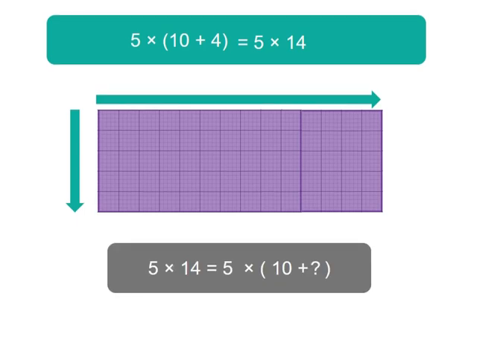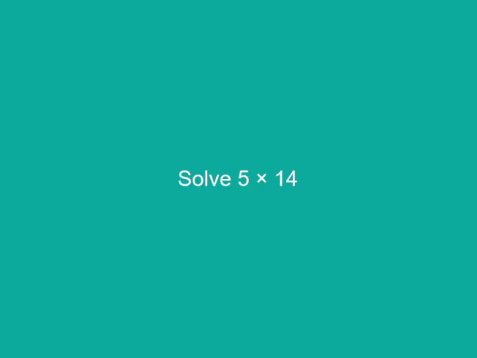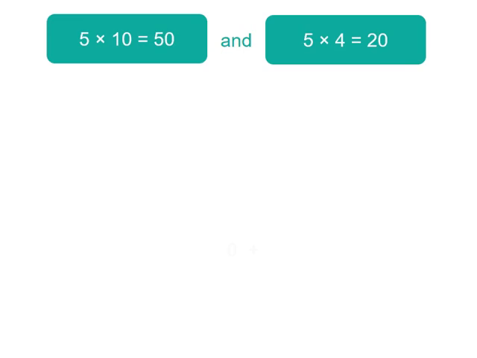So you can see we've got the original problem down the bottom. And that means we can replace the question mark with a 4. 5 multiplied by 14 equals 5 multiplied by 10 plus 4. Provided the two numbers inside the bracket add up to 14, then it's correct. So now we can solve 5 multiplied by 14, once we know that. 5 10s are 50 and 5 4s are 20. We already had that information.